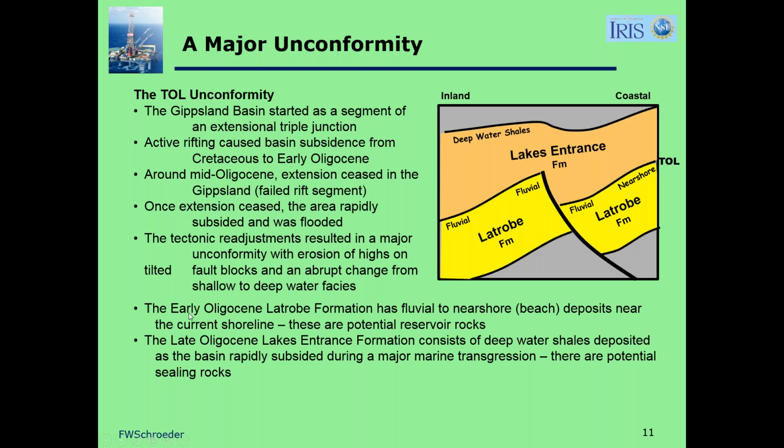The early Oligocene Latrobe Formation has fluvial to nearshore deposits, and that's going to be our potential reservoir rocks. And then the late Oligocene Lake Entrance Formation consists of deep water shales, and those are going to form a fantastic seal.